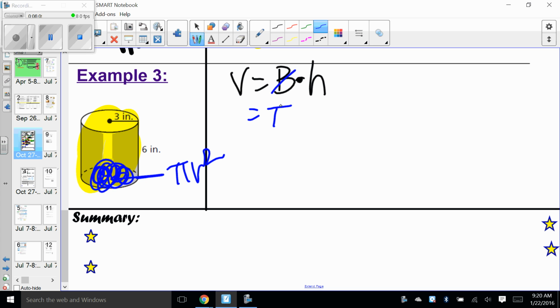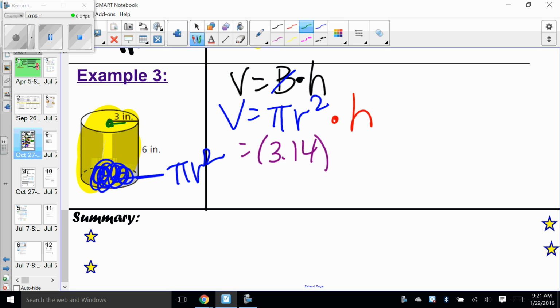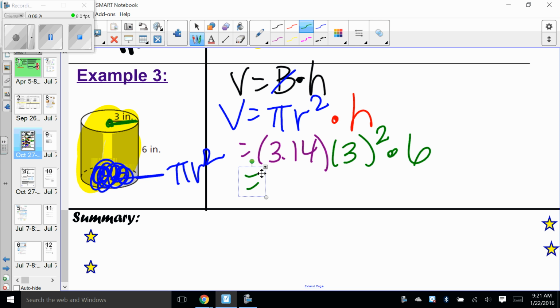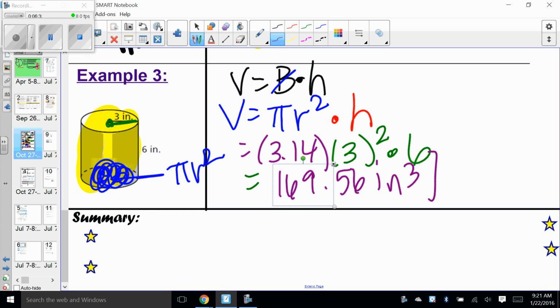So we're going to have pi r squared as the area of the base, and we're going to multiply it by the height. So we end up with 3.14 times the radius squared. Now the radius goes from center to the rim, which is 3 squared. Center to rim is the 3. We're going to take that and multiply by the height. The height is 6. So we have 3.14 times 3 squared times 6. As I solve, then I have 169.56 inches cubed. That is the volume or the capacity of this cylinder.